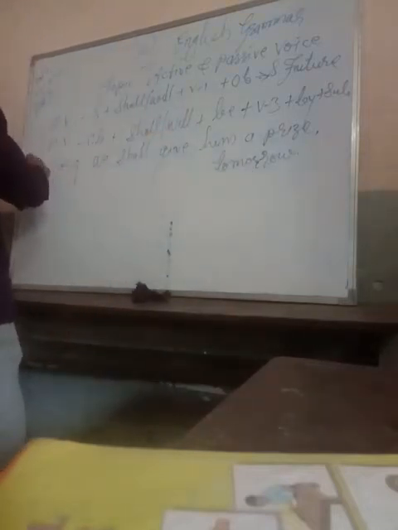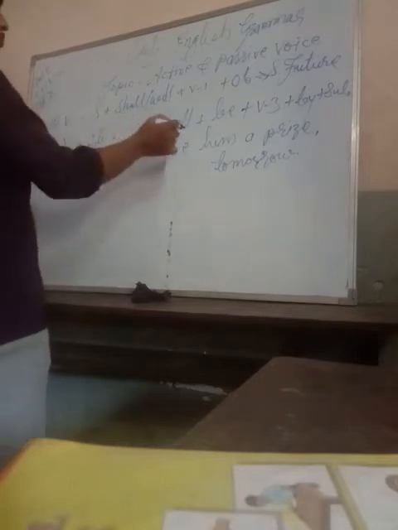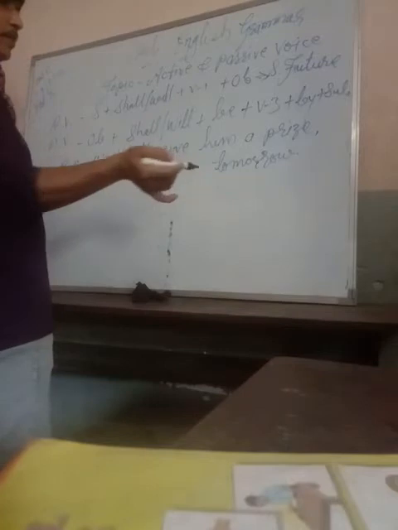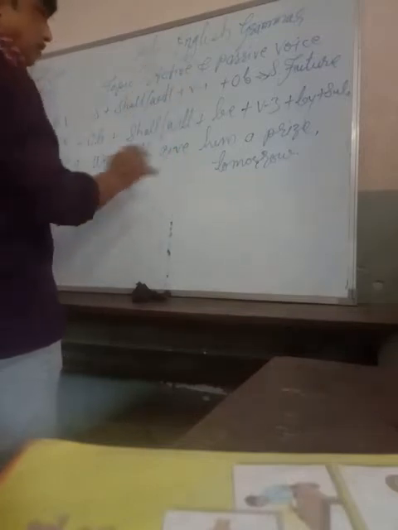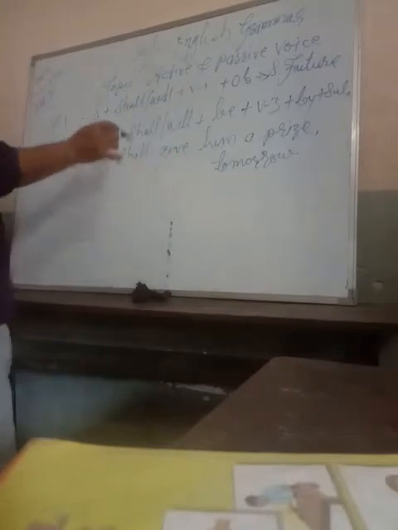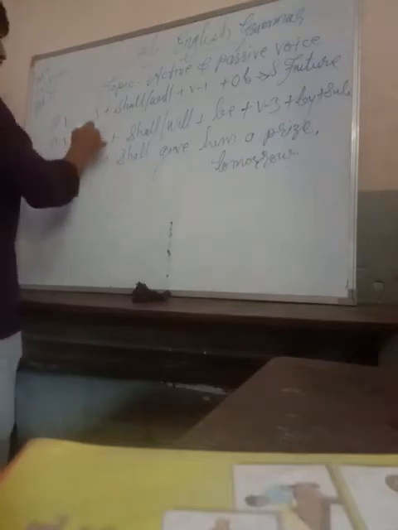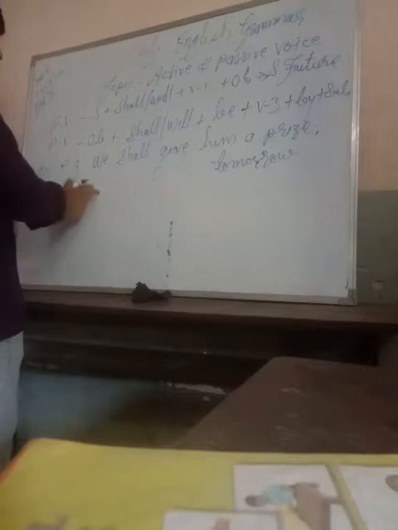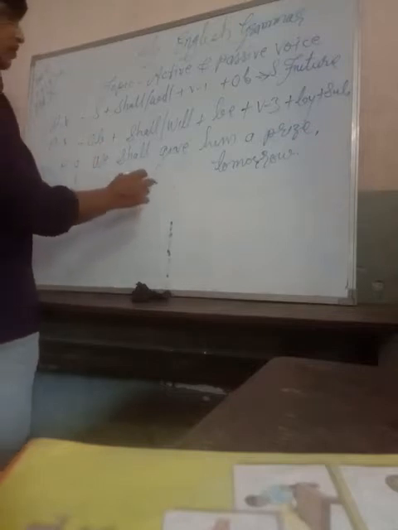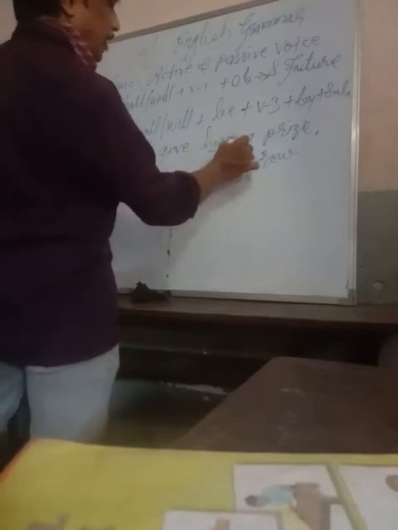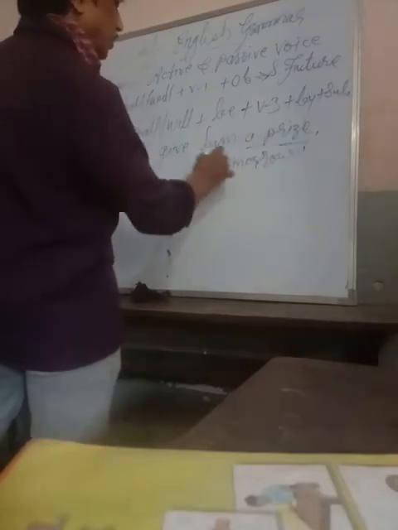This is the active voice. Why active voice? Because there is no to be form and third form of the verb found in this sentence. So it is obviously a case of active voice. We have to change it into passive voice. So as per the rule, object comes first. And what is the object? There are two objects here: him and a prize. Prize is the first object and him is the second object.